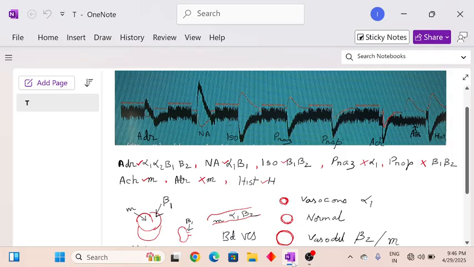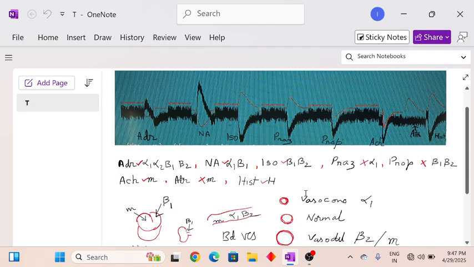So, hello everybody. Today we'll be discussing the effects of different drugs on heart rate and blood pressure. In this, we'll be discussing the effect of adrenaline, noradrenaline, isoprenaline, prazosin, propranolol, acetylcholine, atropine, and histamine on heart rate and blood pressure.